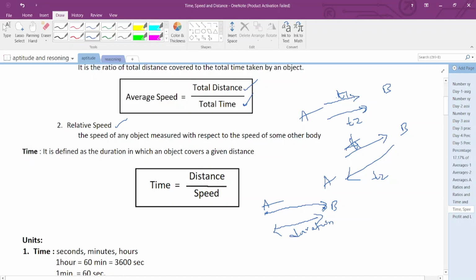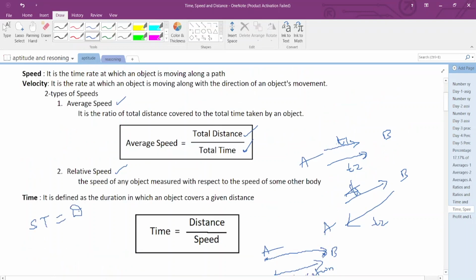Let's suppose you are studying in school or college, and you start from your home and reach your college. How much time, how much duration you take to reach the college from home, that we call time. So time is nothing but distance by speed. I already told you, STD. Distance is speed into time. If you want to find the time, you have to send the speed to the other side, so it will be a division. Time is equal to distance by speed.